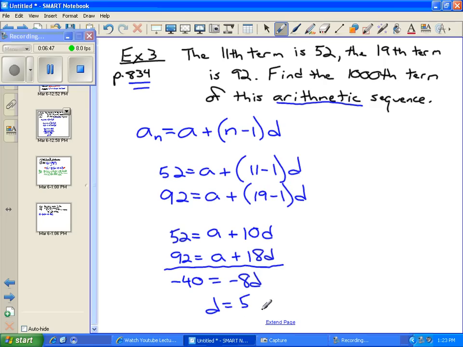Okay, so let's solve for A. We got D. That's an important value we're going to use. So I know here 52 is going to equal A plus, plug 5 in there. So this is going to become 50. So that tells me that A has to be 2. Alright, so I got some important values here. That gives me just about everything I need to figure out what the 1,000th term is going to be.